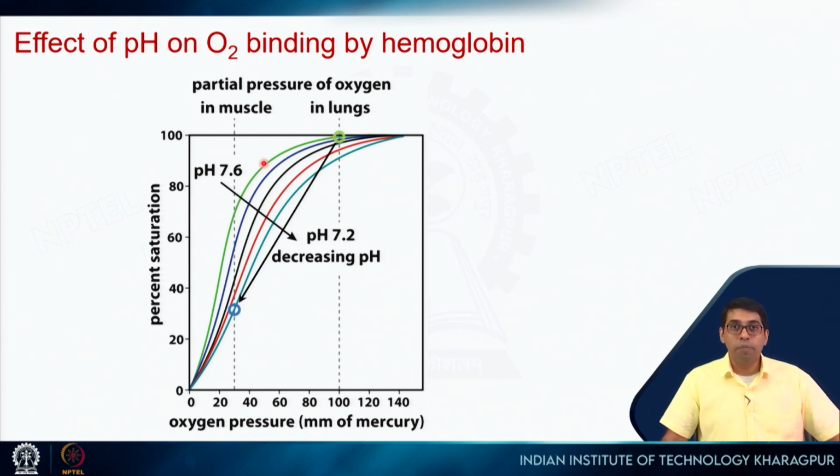In the lungs, the pH is high and the pressure is high, so this will be the saturation, almost 100%, let us say 98 or 99%. In the tissues, the partial pressure has decreased, and because of pH and carbon dioxide, the curve has also shifted. So now it is here. You can see that 98 minus 30, almost 70% of oxygen offloading happens between the lungs and the muscles because of the Bohr effect.